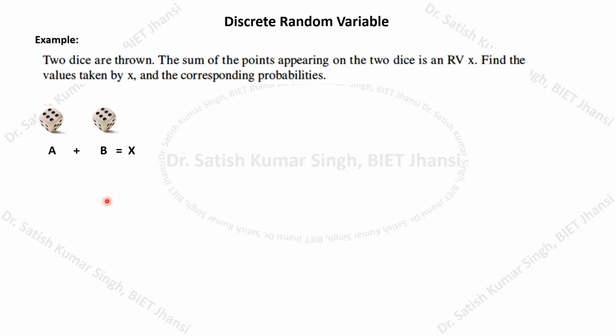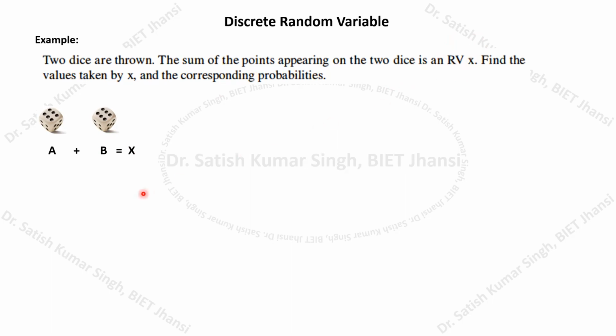Okay, and we are throwing these two dice, and let us suppose that the outcome of your first dice is denoted by a random variable capital A, and the outcome of the second dice is represented by the random variable capital B. So here it is mentioned in the problem that the sum of the points appearing on the two dice will be denoted by a random variable X.